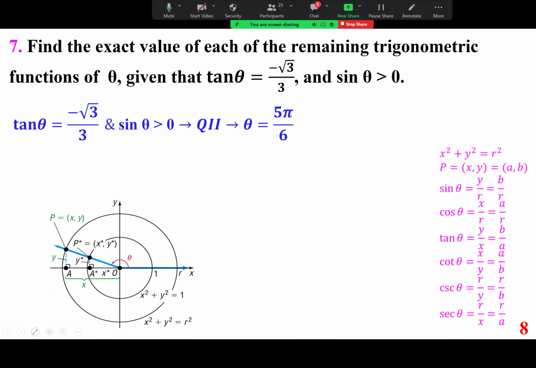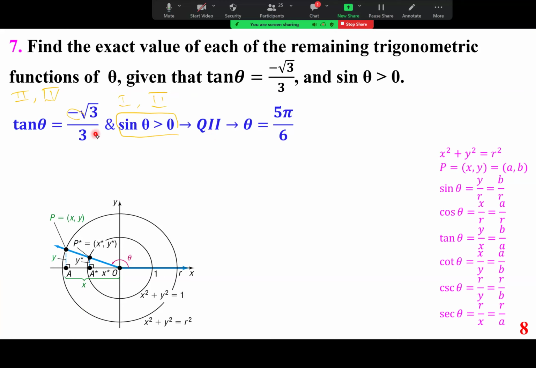Again, I want to make sure we understand what's happening and why. This is negative in the second and fourth quadrant. This is positive in the first and second quadrant. What is in common? Second quadrant. That's how you come up with that. And in fact, because it's a common arc, you should know theta is 5 pi over 6, because tan of pi over 6 is square root of 3 over 3, that is the reference arc, so it makes it 5 pi over 6.